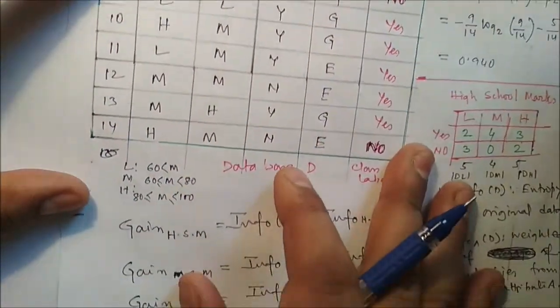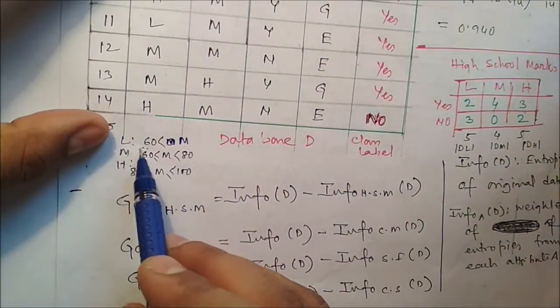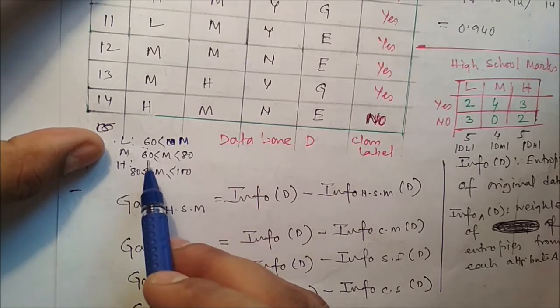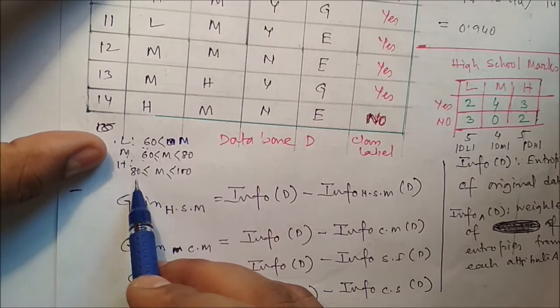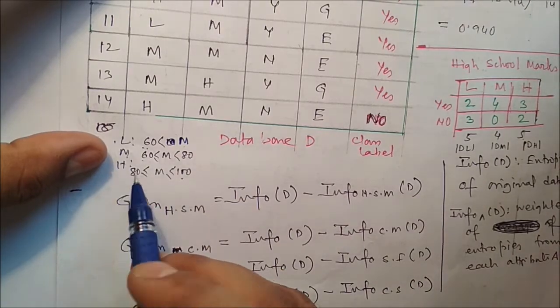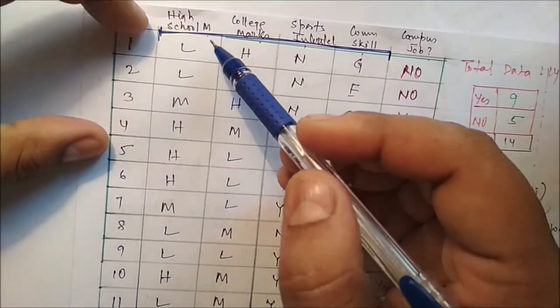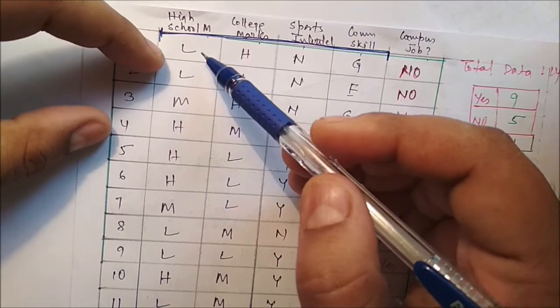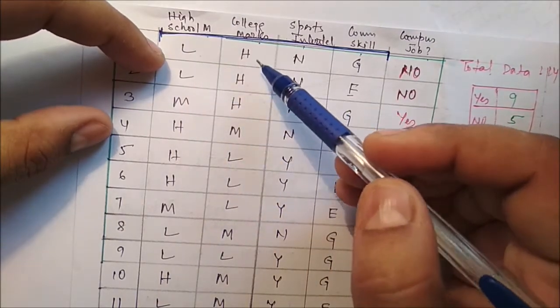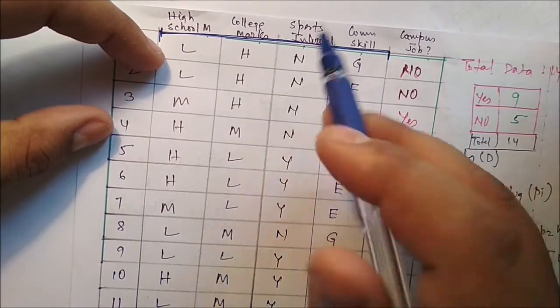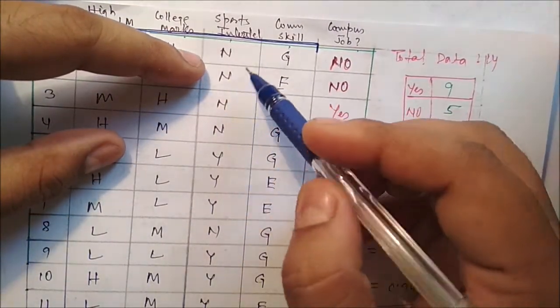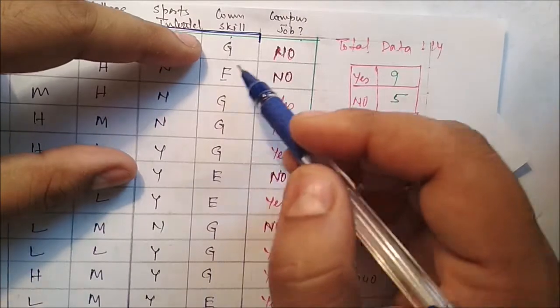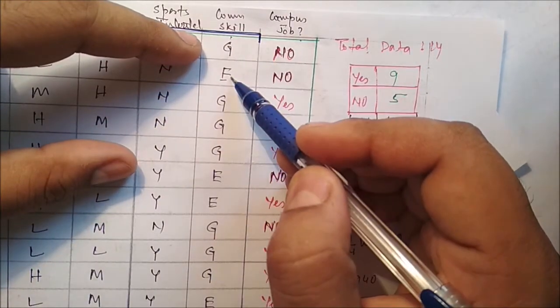And we divide the marks this way. If the marks are less than 60, it is low. If the marks are between 60 and 80, it is medium. And if the marks are between 80 and 100, then it is high. So high school marks: low, medium, high; college marks: high, medium, low. Sports interested: yes or no, whether the person is interested in sports or not. Now communication skill: good or excellent.